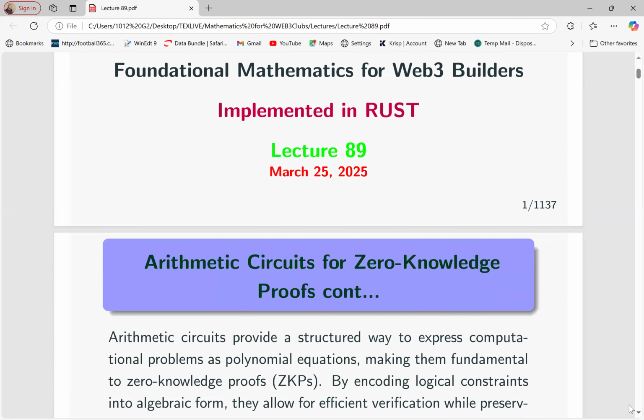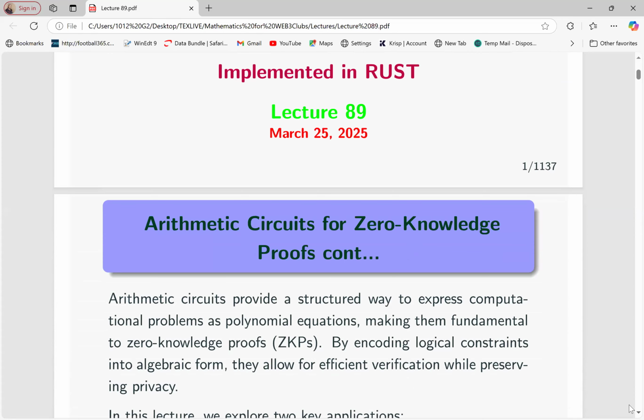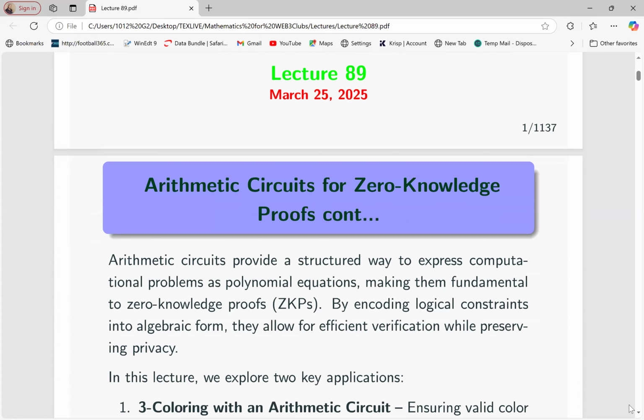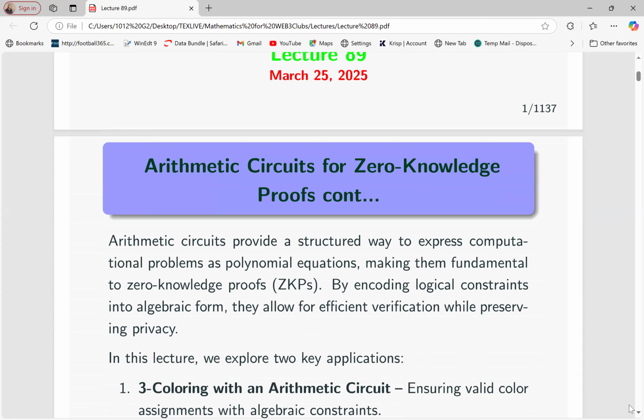So we had begun looking at arithmetic circuits for zero knowledge proofs, and this is just a continuation of what we had already begun. I had already said that arithmetic circuits provide a structured way to express computations or computational problems as polynomials. And we saw an example of how our equations would be written as polynomials. That system of equations is what you're referring to as arithmetic circuits, or the circuits.